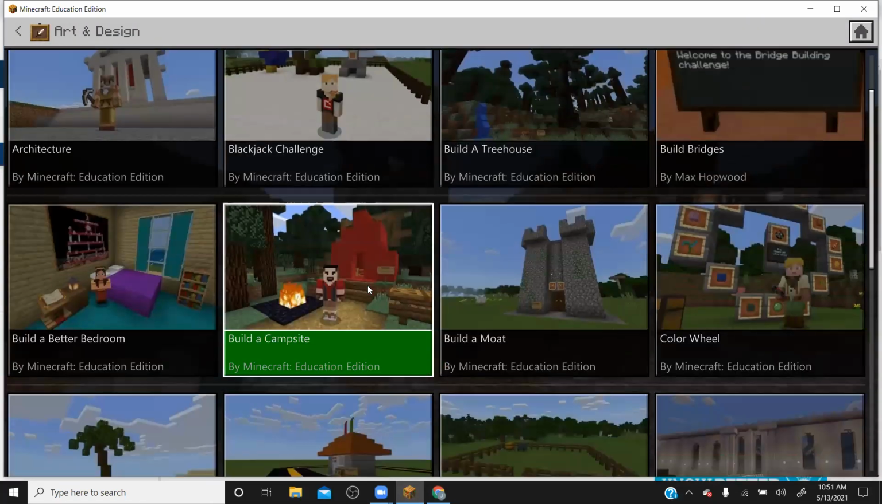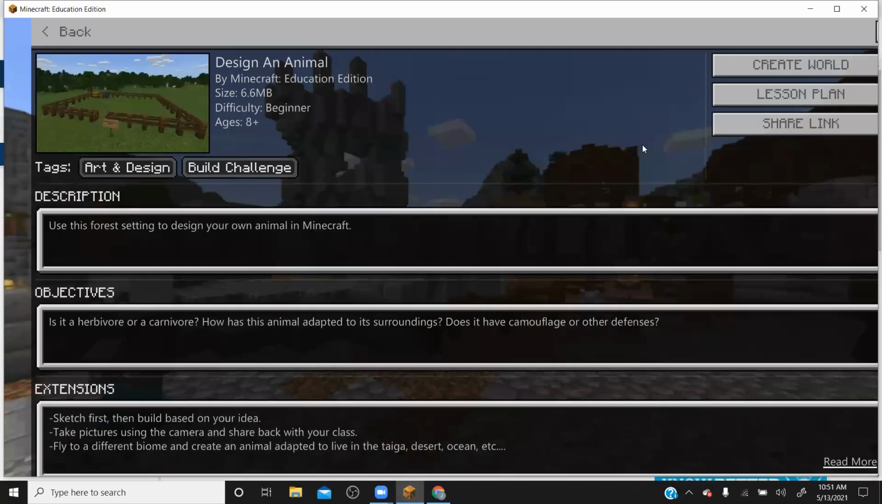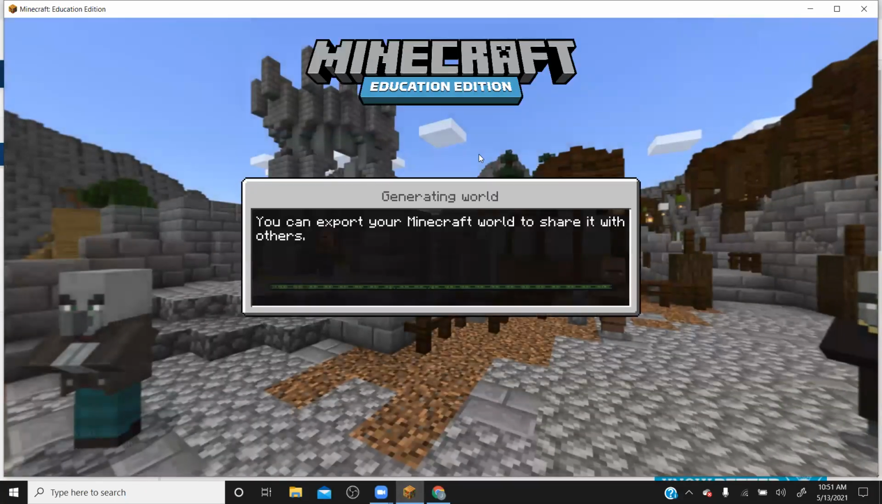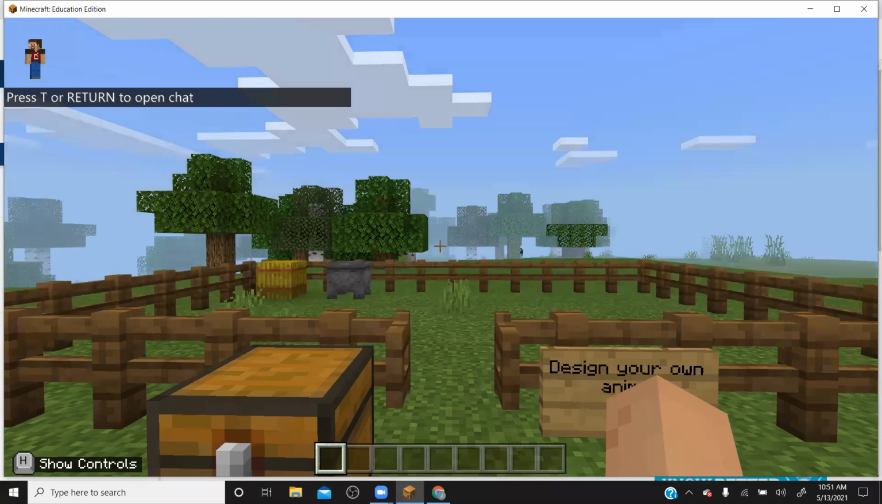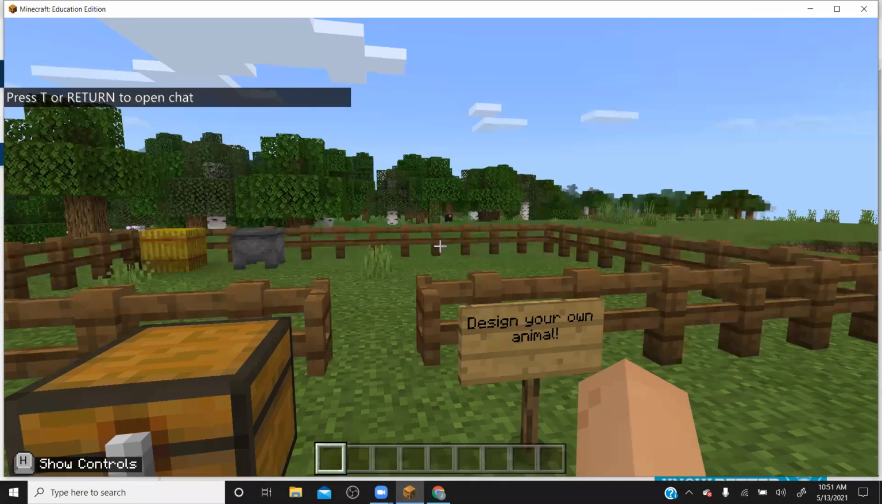There's the art and design one. I think it's also accessible through here. But you can come in here and go to the design and animal. And if you click here, you can create this world. And just like I did with my peacock bird with the antlers, you're going to be able to create your own animal in this world.